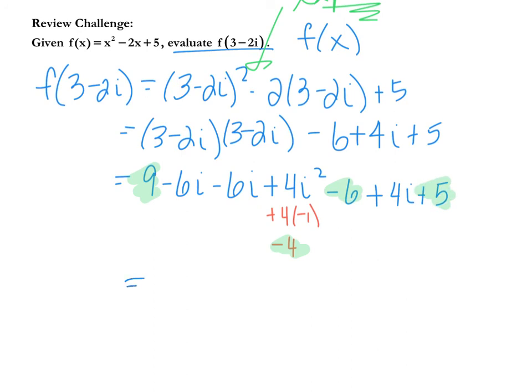So that is going to give me 4. And then -6i, -6i, and 4i, and that gives me -8i.